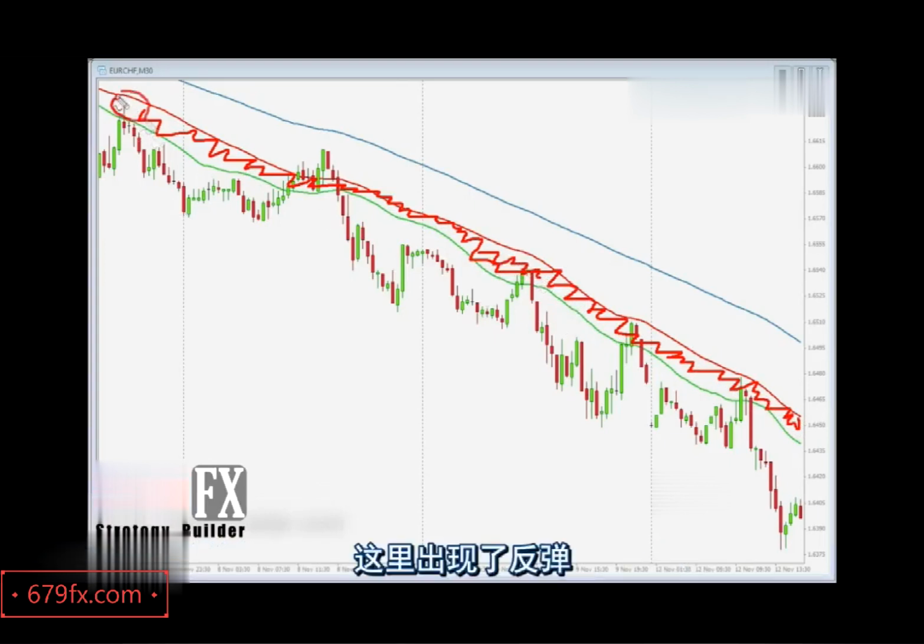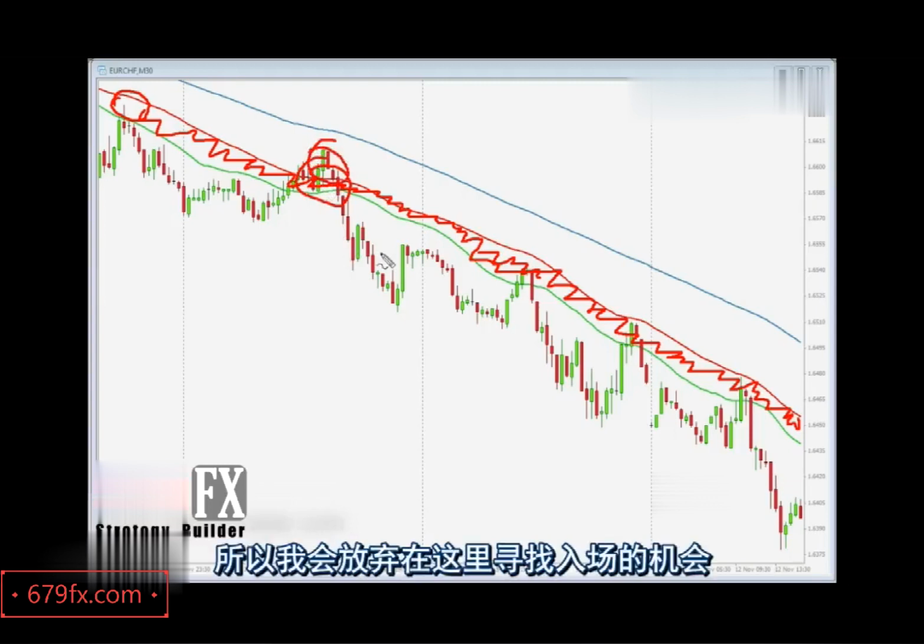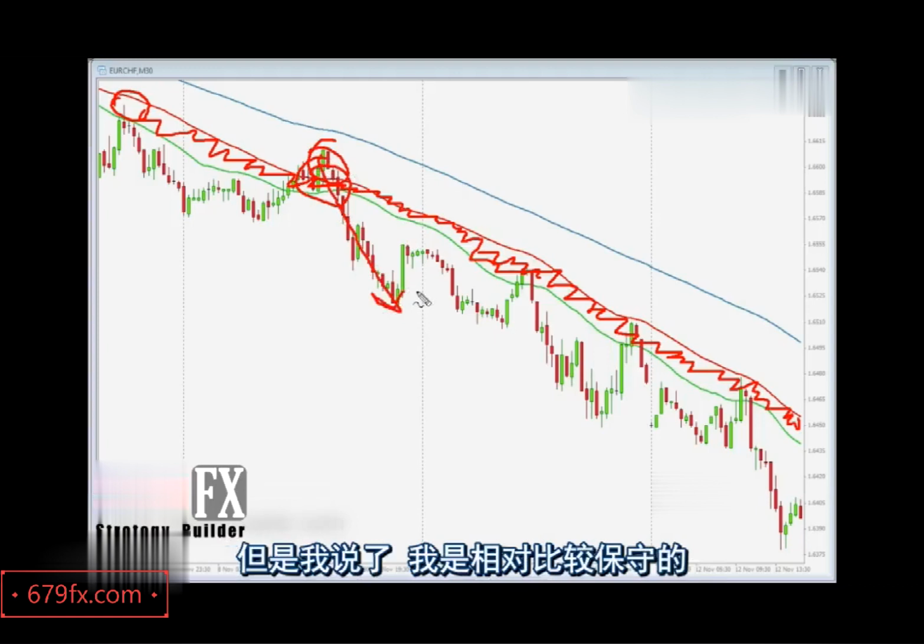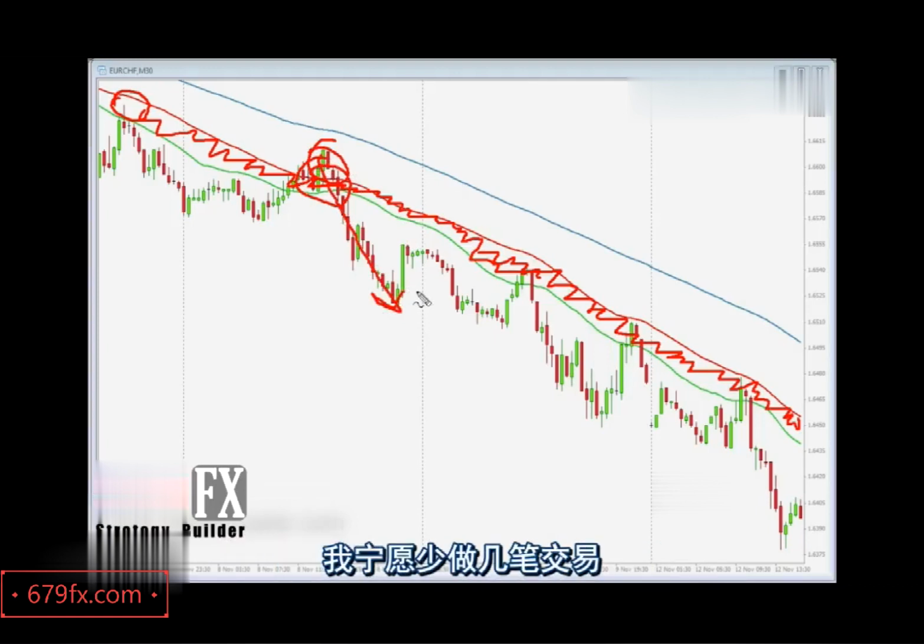We have a pullback there, but here it overshot a little bit farther up, a little bit too much in my opinion, or for my taste. Perhaps, like I say, on this swing down I would have passed on an entry. But as I was saying before, I'm a conservative trader. I'd rather take fewer entries than other traders, but at least have a higher ratio of winners as compared to losers.